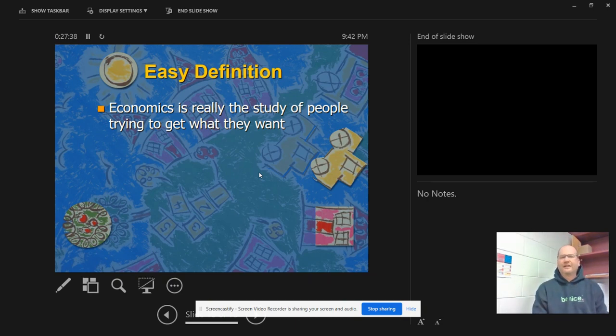So lastly, we go back to just an easy definition. Economics is really the study of people trying to get what they want. That's simple. Study of people trying to get what they want. How do we get what we want? And how scarce are those products? What do we got to pay for those products? How are we going to get those products? Who's going to make it for us? So there's a lot that goes into that, but it's simply how do we get what we want?